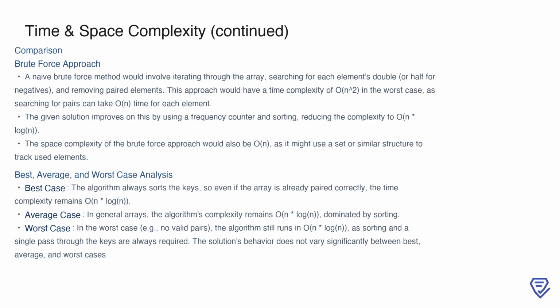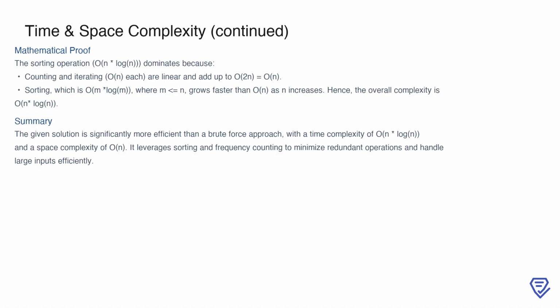Looking at best, average, and worst-case scenarios, the time complexity of the optimized solution is consistently O(n*log(n)). Even if the array is already perfectly paired, the sorting step always dominates. Similarly, for arrays with no valid pairs, the algorithm still performs the same operations, making the runtime consistent across all cases. Finally, when we consider the mathematical proof, it becomes clear why the sorting step dominates the overall time complexity.